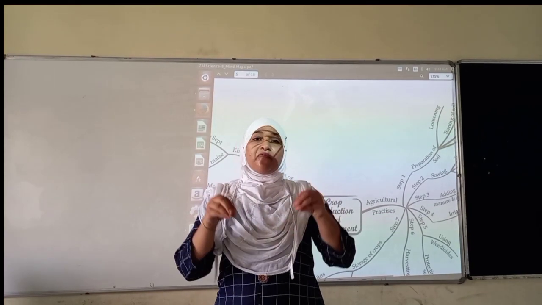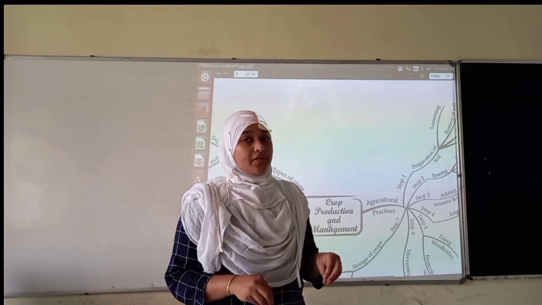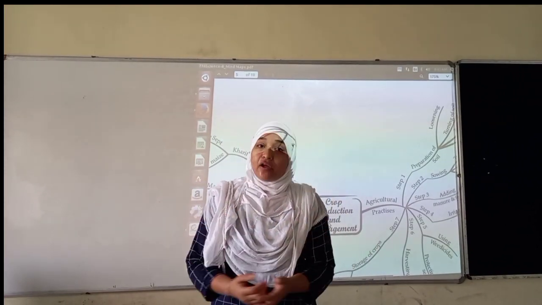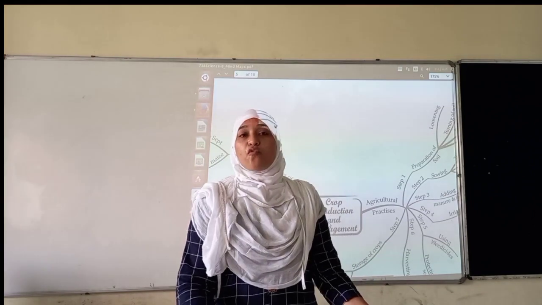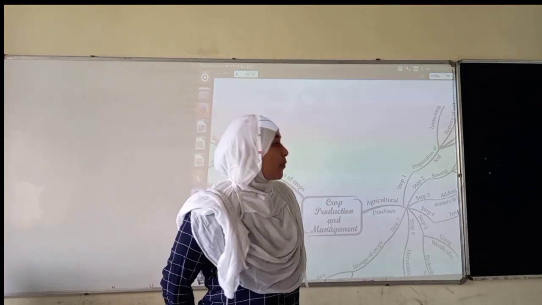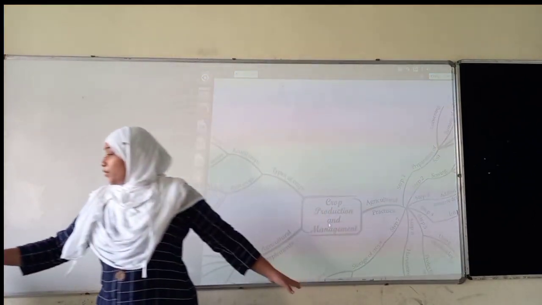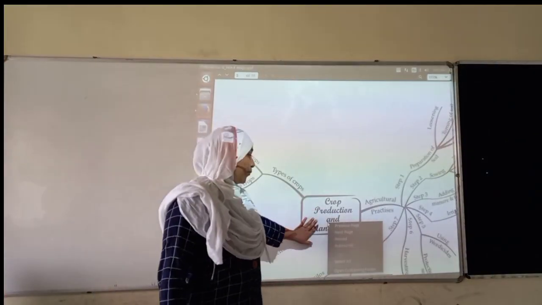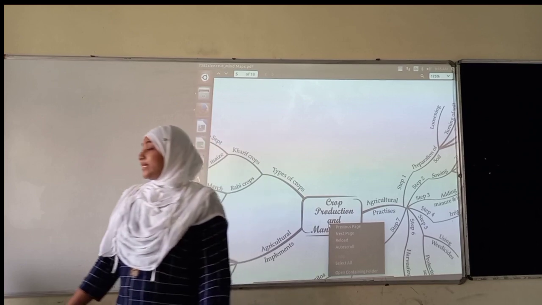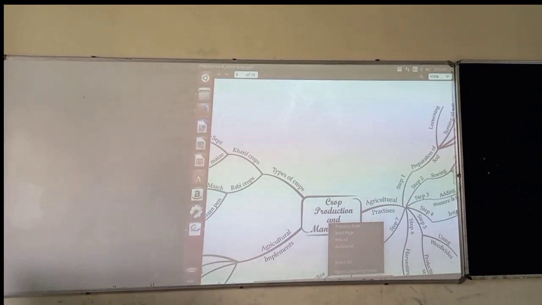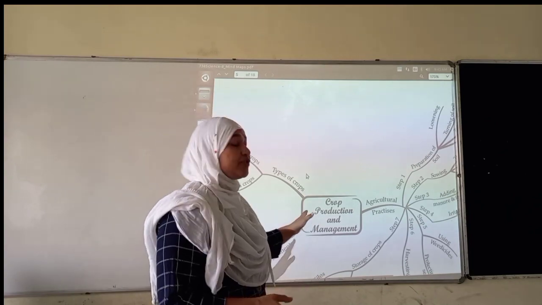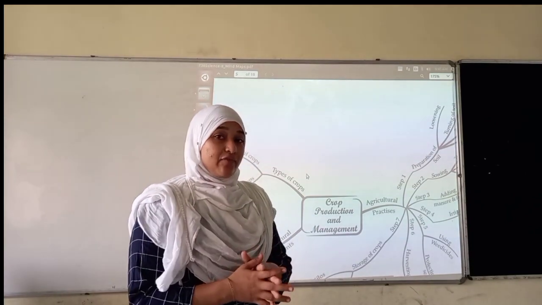So this is the very basic thing for this chapter: as human beings, as we are living organisms and we need water and food for our survival, that is why we require crop production, right? So here in this chapter we have to learn about the crop production and management. So that was the first question.